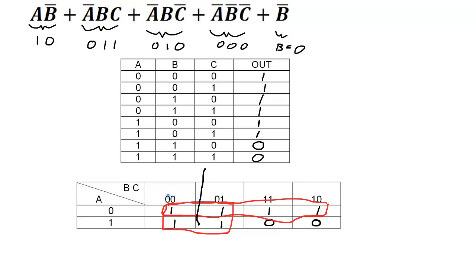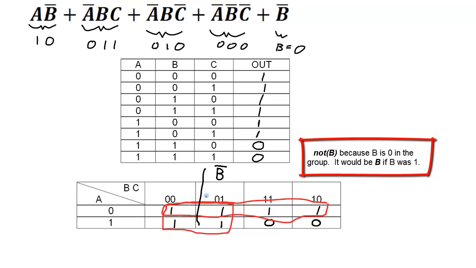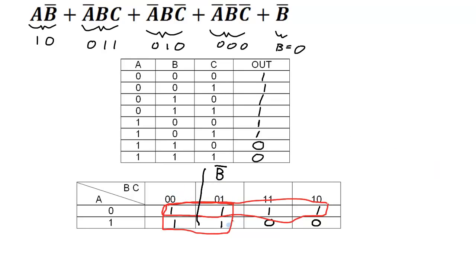B is a 0 in this column and B is a 0 in this column, so B doesn't change within that box. So one of the variables in the expression for the box is going to be not B. We see that C is a 0 here, C is a 1 there. So this particular grouping here is a not B grouping.